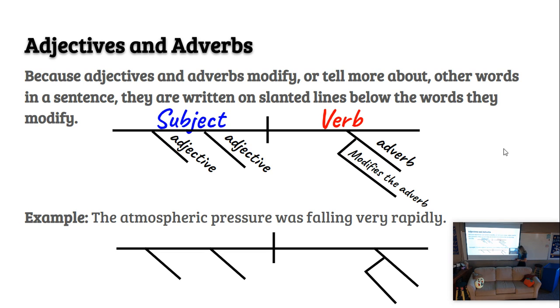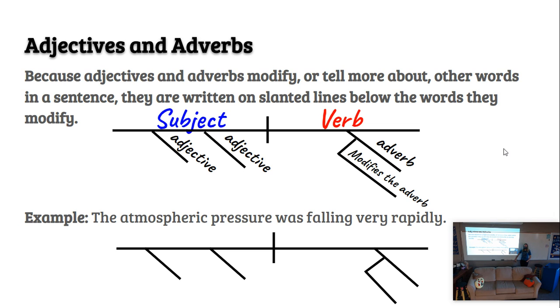Okay, now we're going to start by labeling it again, just like we did with subjects and verbs. But instead of labeling all our adjectives and adverbs, we're just going to draw arrows to the words that they modify so we know what they have to go under. So let's start with our subject and our verb.